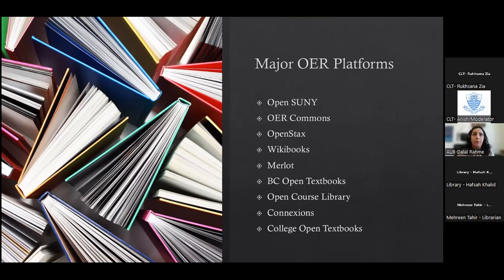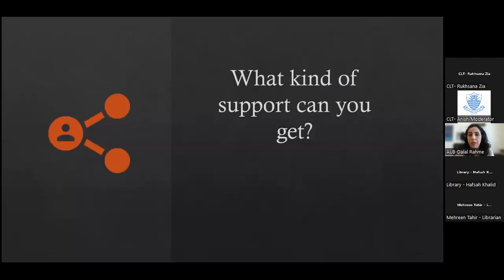So whenever you go there, you can check the source of the content and the date of upload. There are other free platforms also available like OpenStax, Wikibooks, MERLOT, BC Open Textbooks. This is British Columbia's platform, a very rich platform, I would say. Open Course Library, Connexions, and more. So these are all major OER platforms where you can find open educational resources for free to use under open licenses, of course.